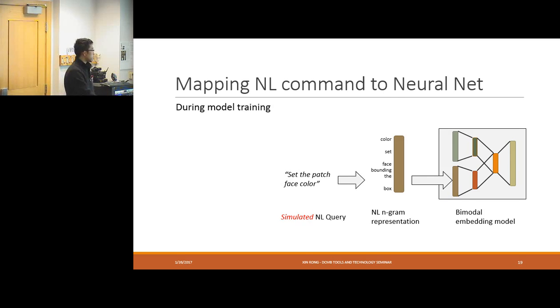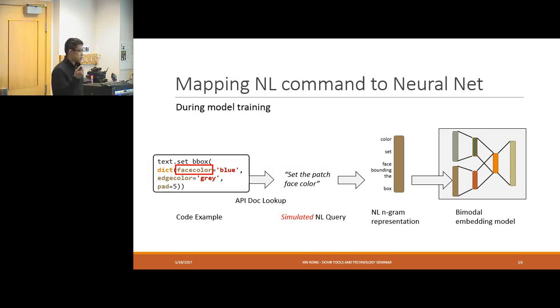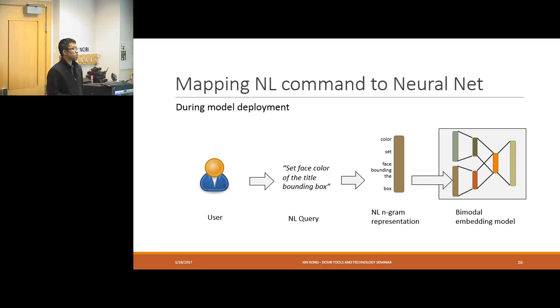But there is a problem with this. When we are training a model, there's actually no such natural language query for us to leverage, right? We only see code examples and API documentations. So what we need to do is a step called API documentation lookup, where we generate simulated natural language queries from the code examples, and specifically from each code element, like module, function, parameter, and value, so that we simulate what the user might ask for given this code example. This functions as a surrogate of the user intent. And during model deployment, we naturally have a user issuing those queries for us, so we don't need to worry about that during deployment.